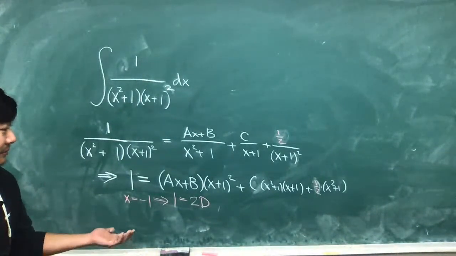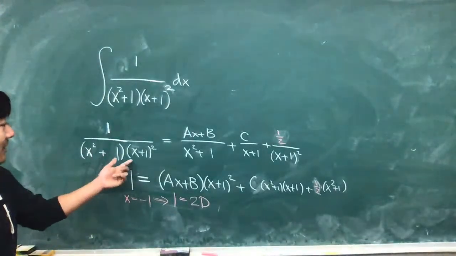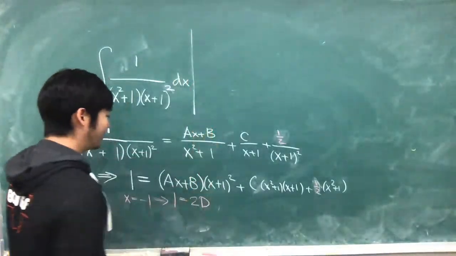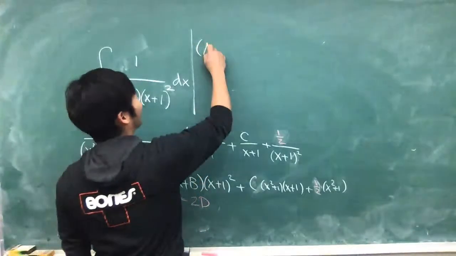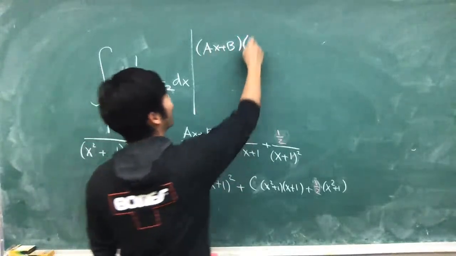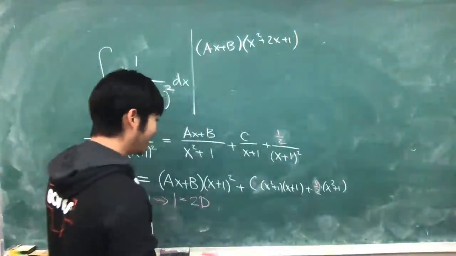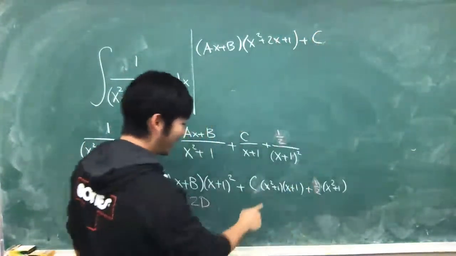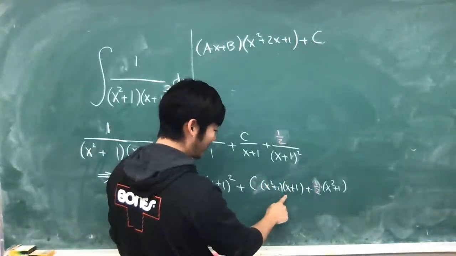So let me just double check that I did it right. Yes, I did it right. Okay, good. All right, so let's multiply everything out. Oh, geez. Okay. This is ax plus b times x squared plus 2x plus 1, plus c times, if you multiply this out, you get x cubed plus x squared plus x plus 1.